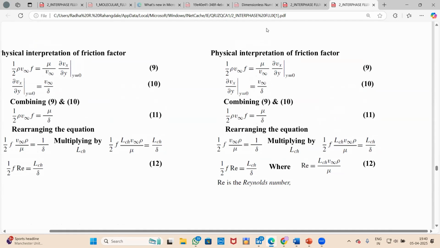In the next segment, you will learn about transport analogy, which basically focuses on mainly two, that is Reynolds analogy and Chilton-Colburn analogy.